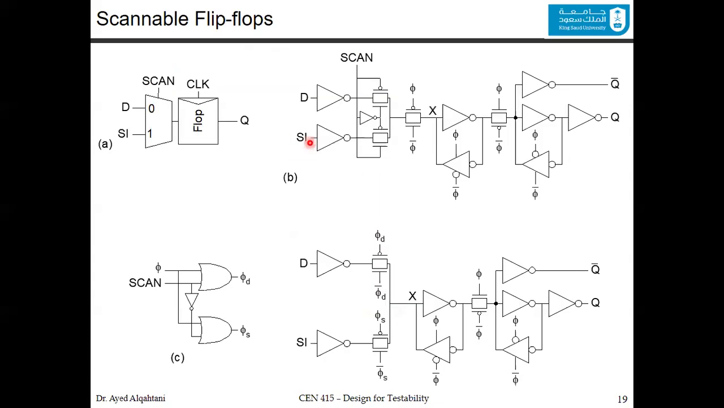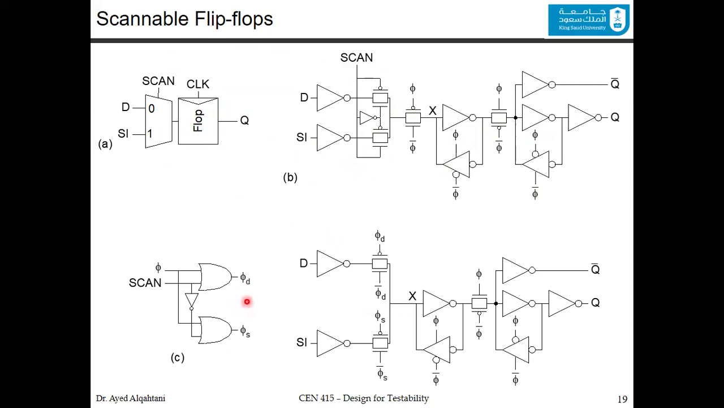Now, if we want to zoom in inside this design and see how it is made, here are 2 ways that this could be done. One way is that we have the design of the flip-flop, and we talked about it before. It's master-slave latches, as you can see here. The only difference is that we added the multiplexer, and we design this multiplexer using transmission gates, as we explained before.